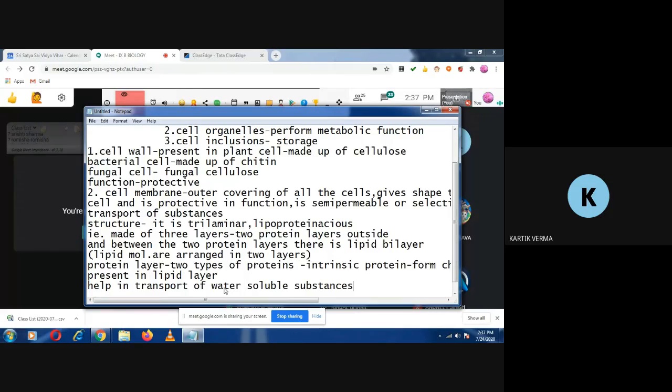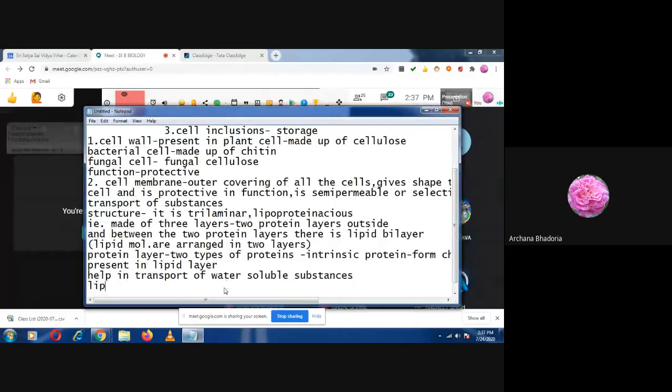Now we take up lipid one. So lipid already I told you. In the lipid layer, how the lipid layer is present. I said that bilayer. Why we are calling bilayer? Because it consists of two layers. Fat molecules are arranged in two layers.